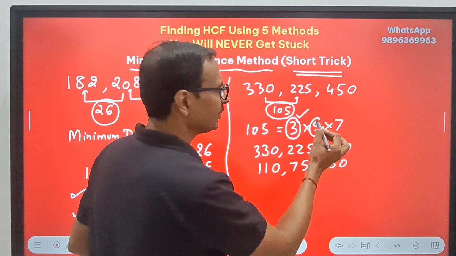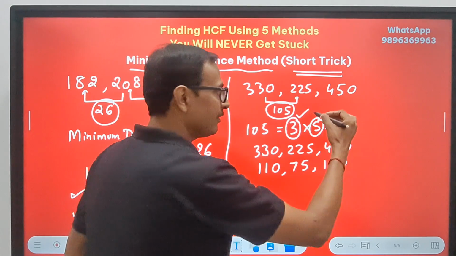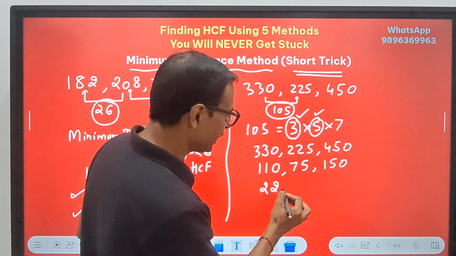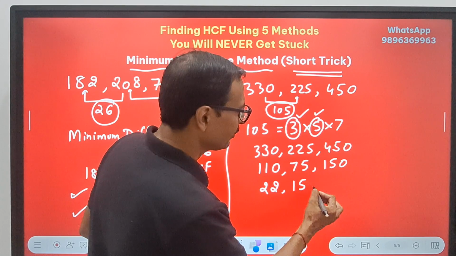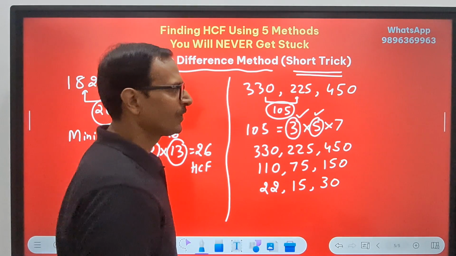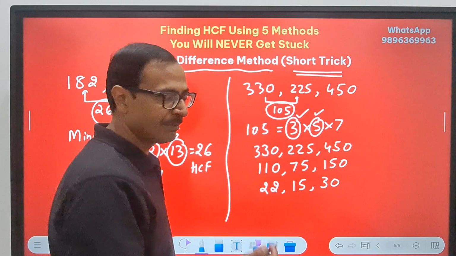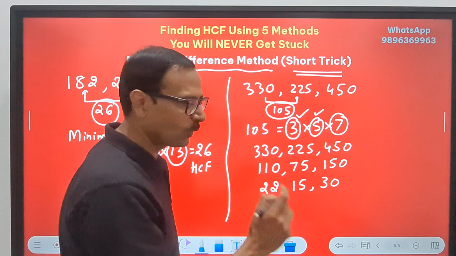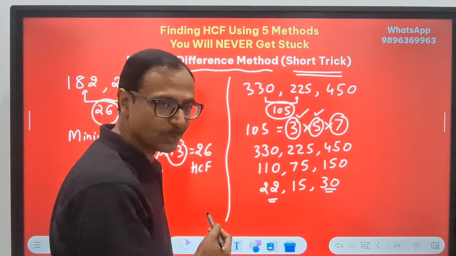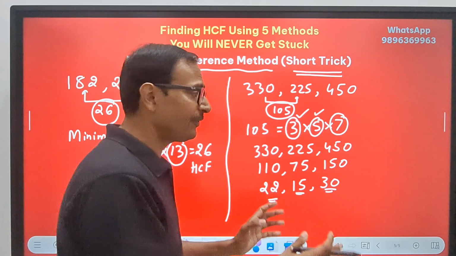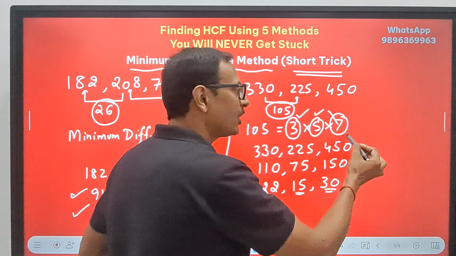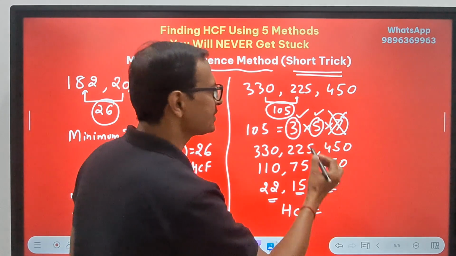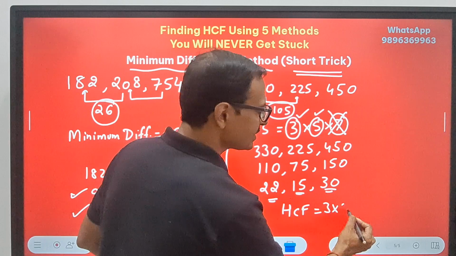Let's take 5. All three are divisible by 5, so 5 will also be a part of HCF. That gives 22, 15, 30, right? And now the number 7. Will this be a part of HCF? Does it divide all three? No, it doesn't divide 30, it doesn't divide 22 and it doesn't divide 15 also. Even if it doesn't divide one of them, it will not be a part of HCF. And therefore, the highest common factor of the three numbers is 3 times 5, that is 15.